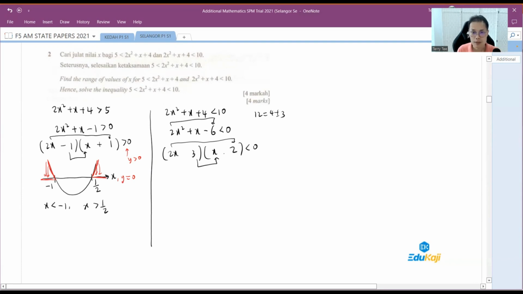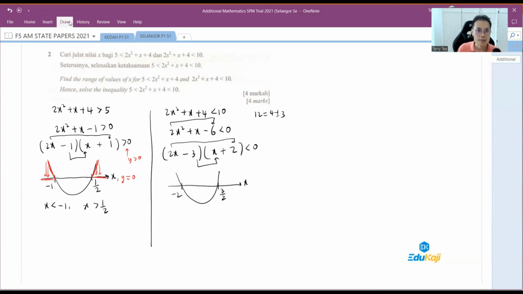Your final answer is a positive, so the bigger number 4 is a plus, and the smaller number 3 is a negative. So it's plus 4 minus 3 gives us plus 1. So my x value is between, in this case, minus 2 and 3/2. Less than 0 means your region should be below here. We move it up, and then we know that your x, in this case, is in between minus 2 and 3/2.